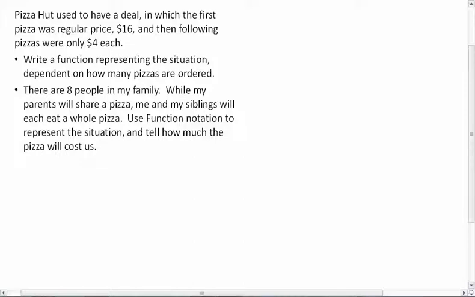Pizza Hut used to have a deal in which the first pizza you bought was regular price, about $16. And then the following pizzas were only $4 each. I still remember the commercial because somebody would call up on the phone and say, hey, how much does it cost to get 2 pizzas? And the guy would say, well, it's $16 for the first one and $4 for the second one. Wow, how much is it if I get 4 pizzas? Well, it's $16 for the first pizza and then $4, $4, $4. Wow, what if I get 10 pizzas? Well, it's $16 for the first pizza and then $4, $4, $4, and so on.